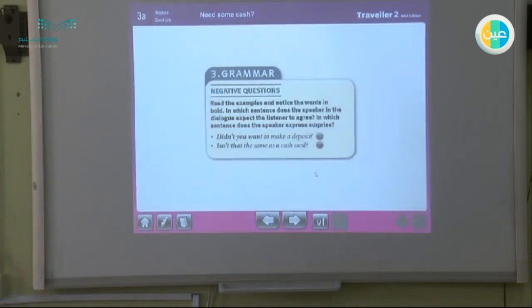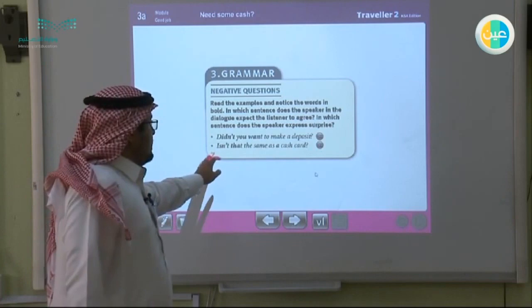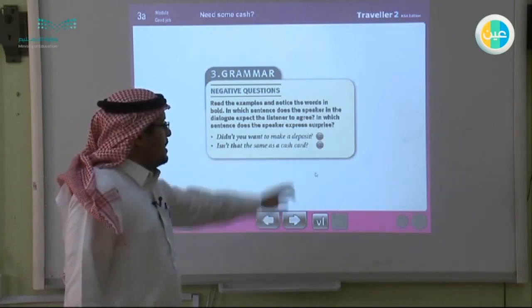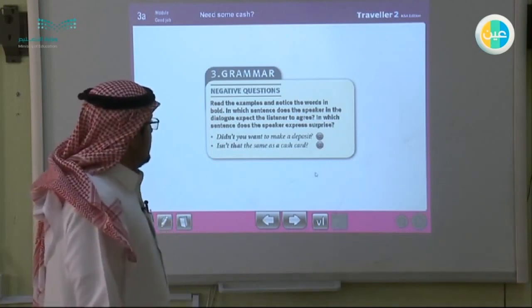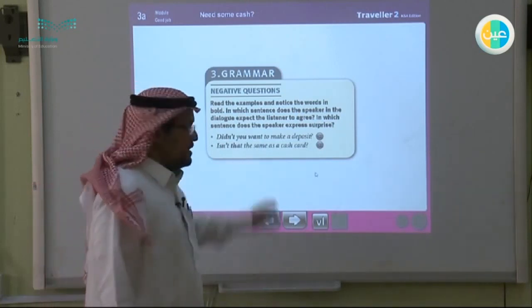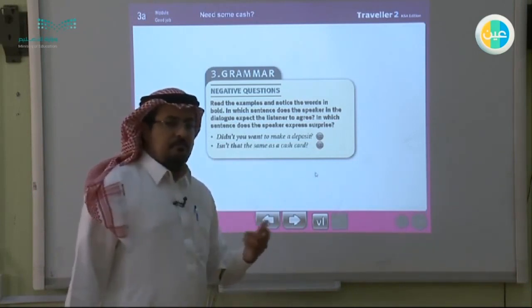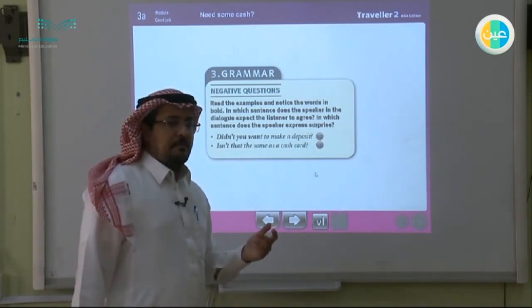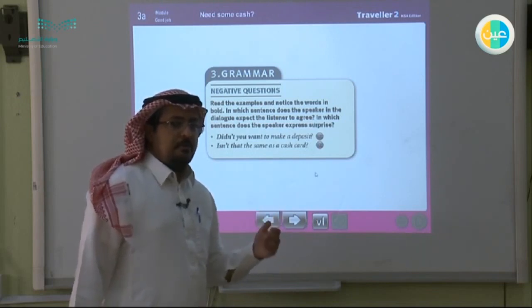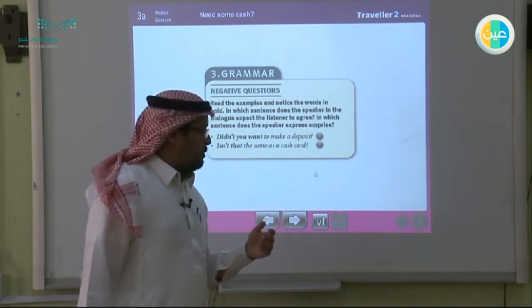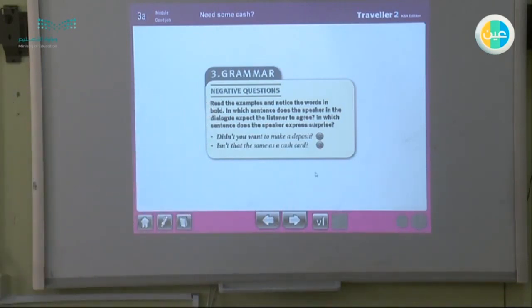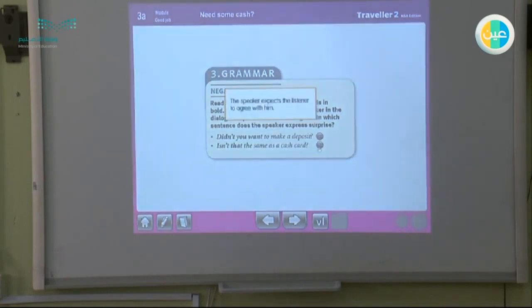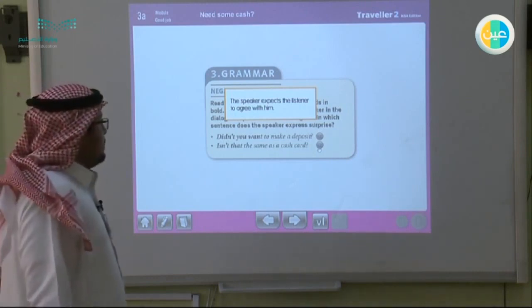While in the other sentence, isn't that the same as a cash card? In this sentence, the speaker thinks that the listener is going to agree with him, okay? Isn't that the same as a cash card? The speaker expects the listener to agree with him.